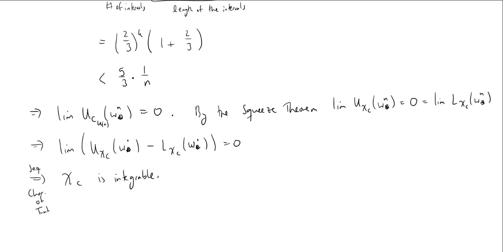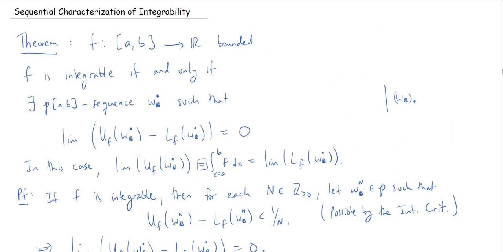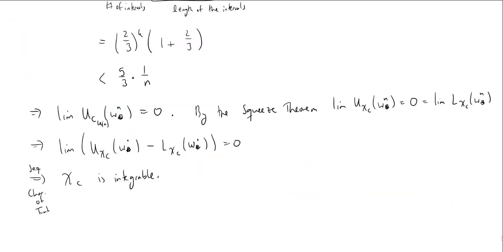Wow, that's awesome. As a little extra footnote here, we also showed in the sequential characterization of integrability that when you know that the function is integrable, then the integral is precisely equal to the limit of the upper sum. And so in our case, we know the limit of the upper sum is 0. And so we know that if we integrate the indicator function over 0 to 1, we get 0. Whew, what an amazing journey.